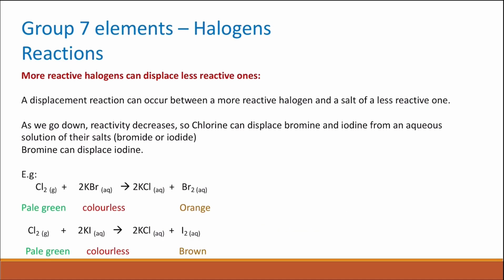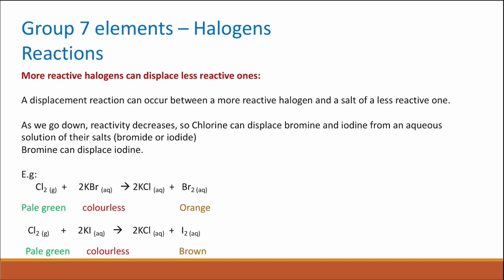For the halogens, because we are talking about the reactivity trend, they tend to ask about the displacement reactions. So the more reactive halogen can displace the less reactive one. A displacement reaction will occur between a more reactive halogen and a salt of the less reactive one. So as we said, as we go down the group, the reactivity will decrease.